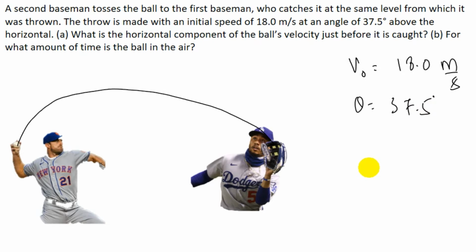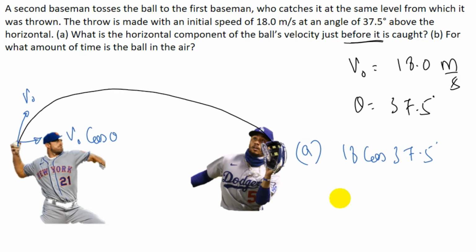In the A part, we need to find the horizontal component of the ball's velocity just before it was caught. Now we know that the horizontal component of velocity remains the same at all times. So this is the initial velocity V naught, and its x component would be V naught cosine theta, and this value remains constant. So it's pretty simple. The answer for the A part would be 18 cosine 37.5 degrees, which comes out to be 14.3 meters per second. So this is the horizontal component of velocity just before it was caught.